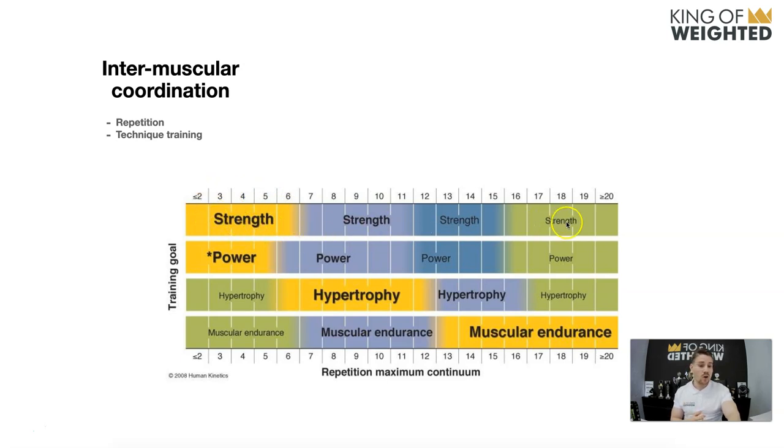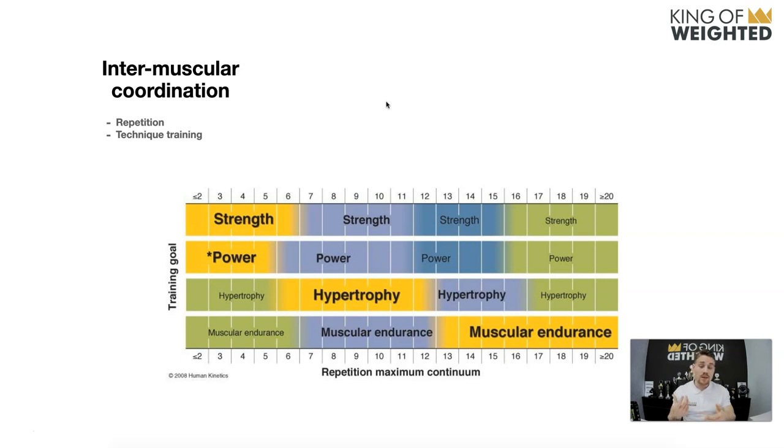So as you can see, it's always fluid borders, it's nothing fixed, but you can see which rep range is dominant for which training goals, highlighted with bigger letters and in yellow here. But let's start with the intermuscular coordination. How do we get better in that?